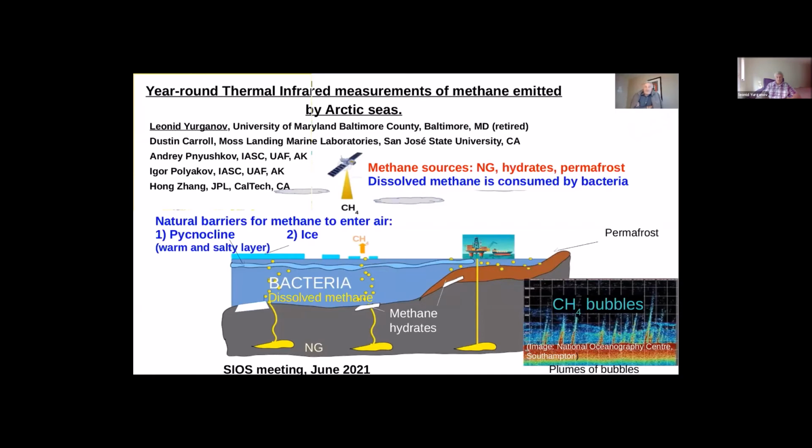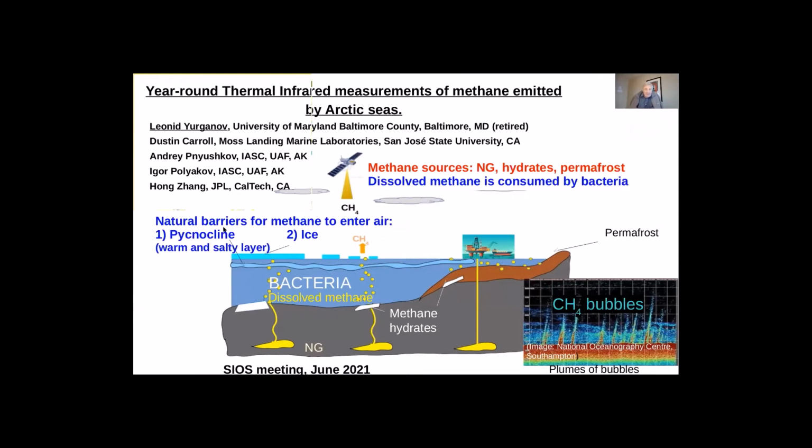First, about methane sources and sinks. Sources are natural gas and permafrost. Also, methane hydrates are formed under high pressure and low temperature. And methane dissolves in seawater, lifts up to the surface, and on the way is consumed. Dissolved methane is consumed by bacteria.